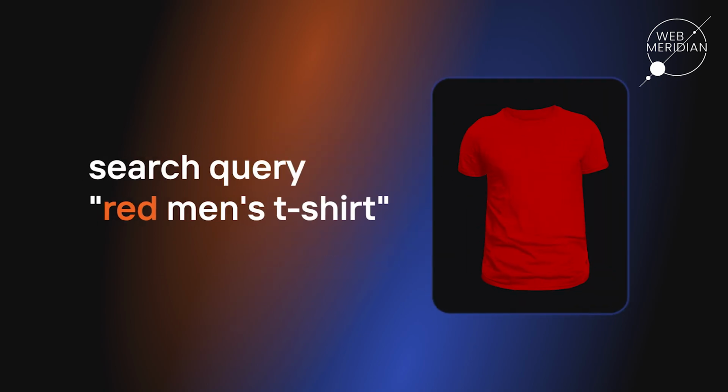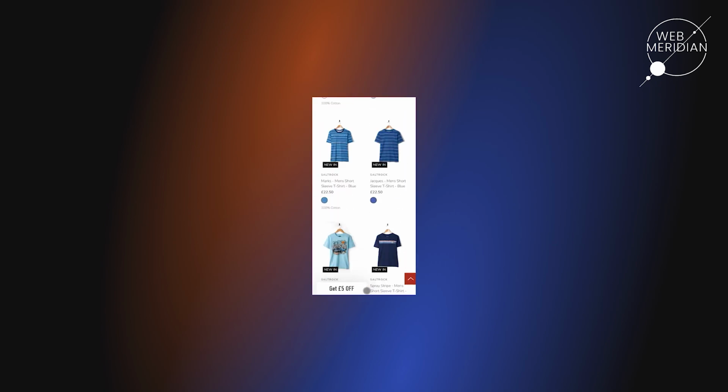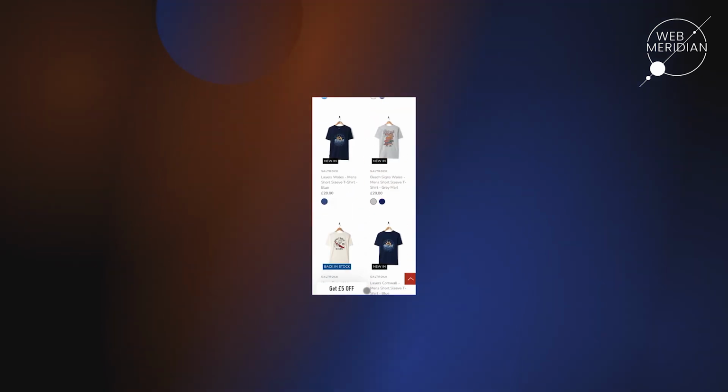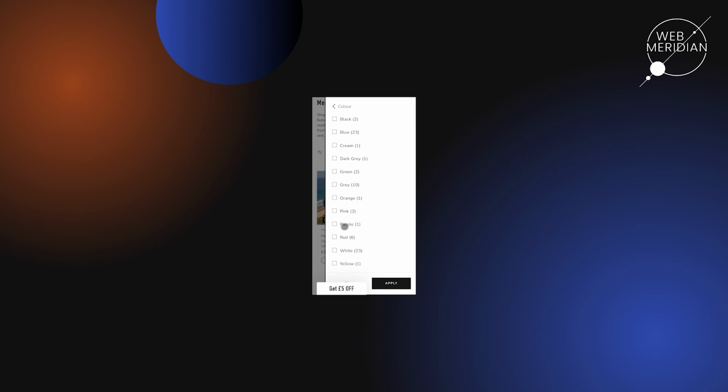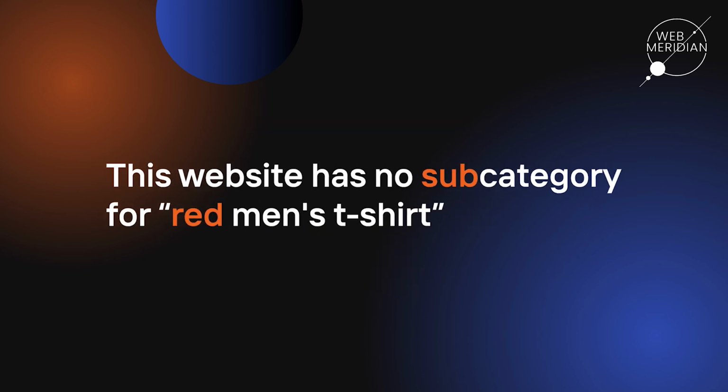To better grasp the idea, let's use an example. Let's get back to the search query, red men's t-shirt. There is a site which has a category with all t-shirts for men. This category includes 6 red t-shirts, which can be filtered accordingly. But the site won't show up for specific searches red men's t-shirt, because this website has no subcategory for red men's t-shirt.